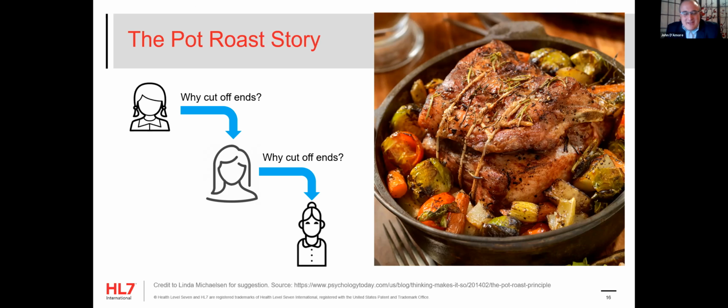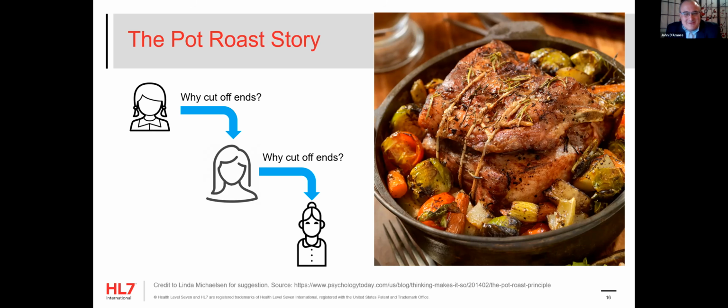And the little child asks, well, why do you cut off the ends of the pot roast before you cook it? And the parent says, well, that's the way I always had done it, and that's the way I learned the recipe from my parent. And you go back to the grandmother or the grandfather, and the little child asks, why did you teach my parent to cut off the ends of the pot roast? And the answer was, well, I don't really know, but that was actually the way I was taught to do the pot roast by my mother.